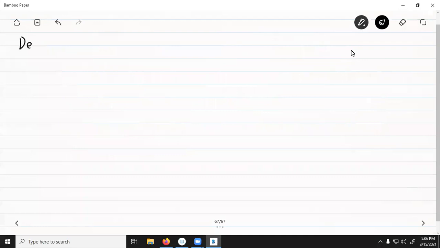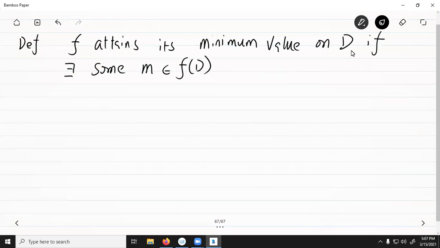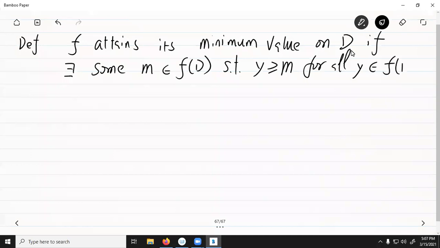The next definition is the minimum value. We say a function f attains its minimum value on the domain D if there exists some lowercase m in its range, f of D, such that y is always greater than or equal to this lowercase m for all y in its image. And this m is called the minimum value.